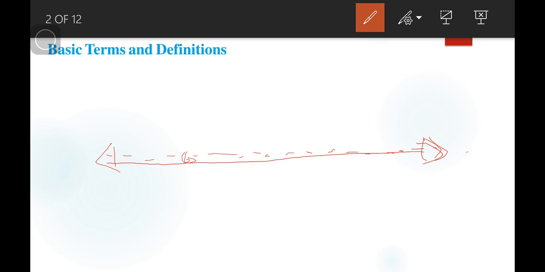To denote a line we take 2 points A and B and say AB, and we put a double-arrow sign over AB. So it is a line AB. We can call it line AB. So that is about a line.